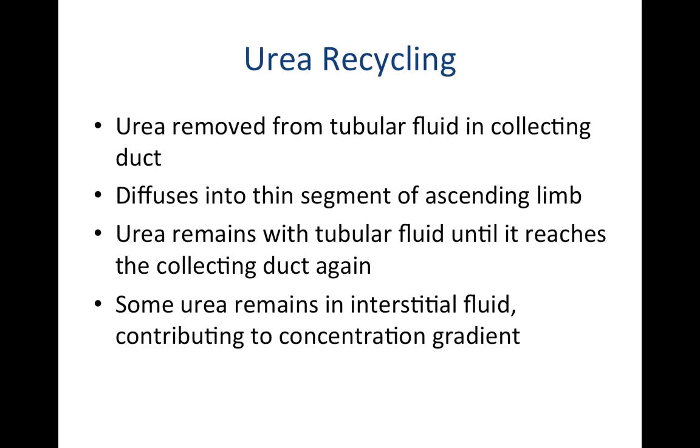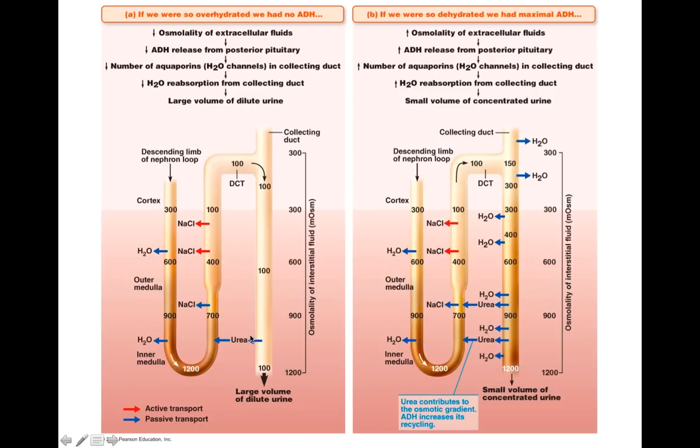Finally, we have urea recycling. Urea is going to exit through the collecting duct and then diffuse into the thin segment of the ascending limb. Some of this will remain in the interstitial fluid, and that helps to contribute to the concentration gradient. So here is your collecting duct. You can see the urea leaving right here, and it will go up, up, up, along with that ascending limb of the renal medulla through the distal convoluted tubule and back down. And so you can see where the recycling part of urea recycling takes place. Exits here, enters into your ascending limb, and goes right back around.